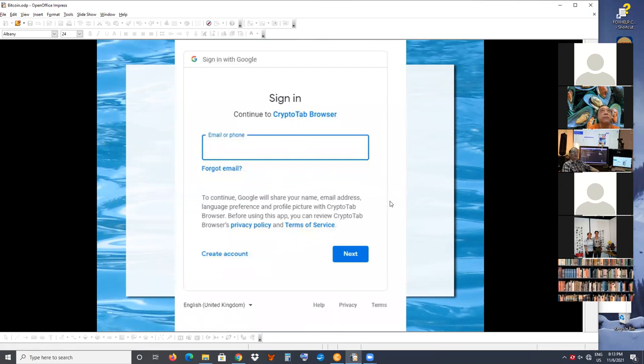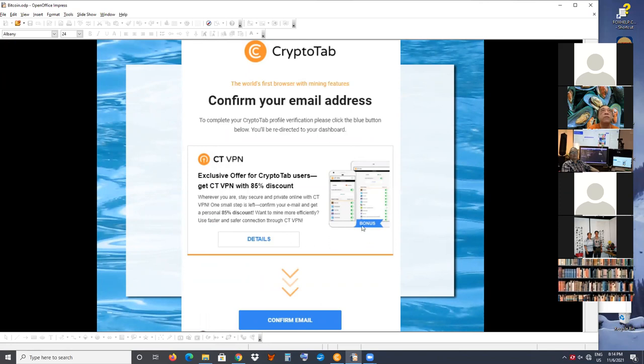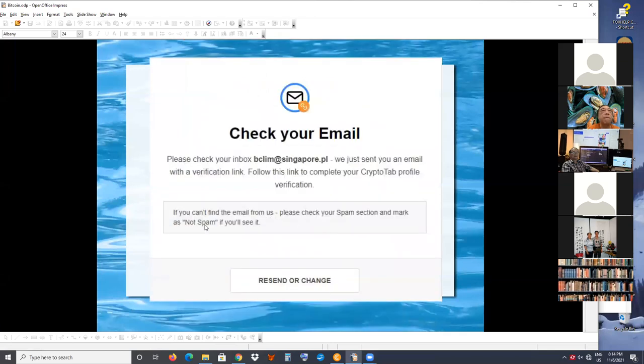First, once you enter CryptoTab, because I've already registered, I just screen captured some of the sequences, since I don't know whether I can register again. When you install the software, it's actually a browser. Then you need to sign in with an email or your phone. Then of course you click next. They will send a link to your email, with a one-time password, and you just confirm. If you can't find it in the email, you can resend. Once you confirm, you are done already.